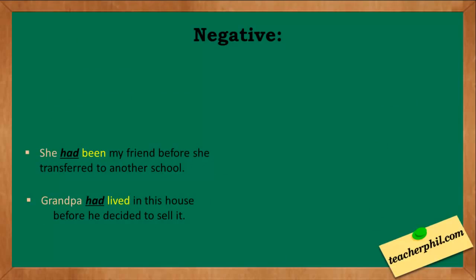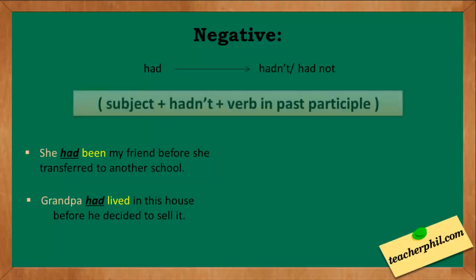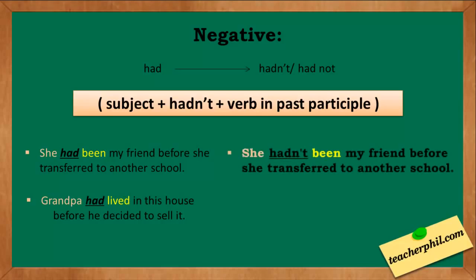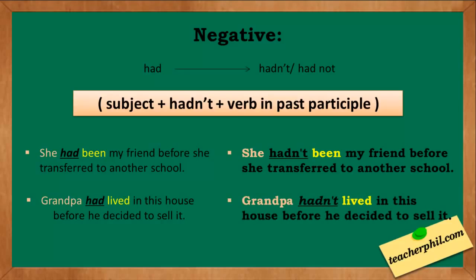Making a negative sentence is just simple. We only change had into hadn't or had not. So the pattern will now be subject plus hadn't or had not plus verb in past participle. Examples: she had been my friend before she transferred to another school. She hadn't been my friend before she transferred to another school. Grandpa had lived in this house before he decided to sell it. Grandpa hadn't lived in this house before he decided to sell it.